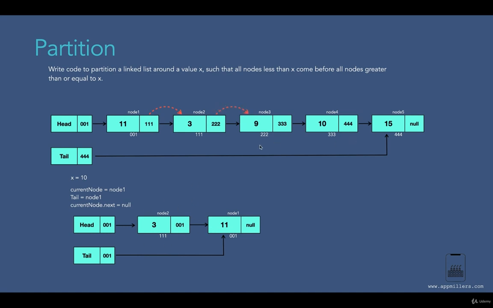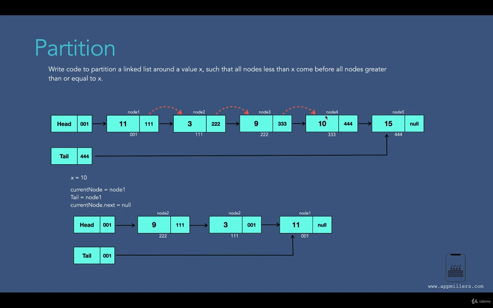Then we are going to continue to the next node. In this case, we have 9. So 9 is less than 10. This means that we are going to add this one at the beginning of the linked list because it is less than 10. After addition, our linked list looks like this. Then one more time, we are going to continue to the next node.